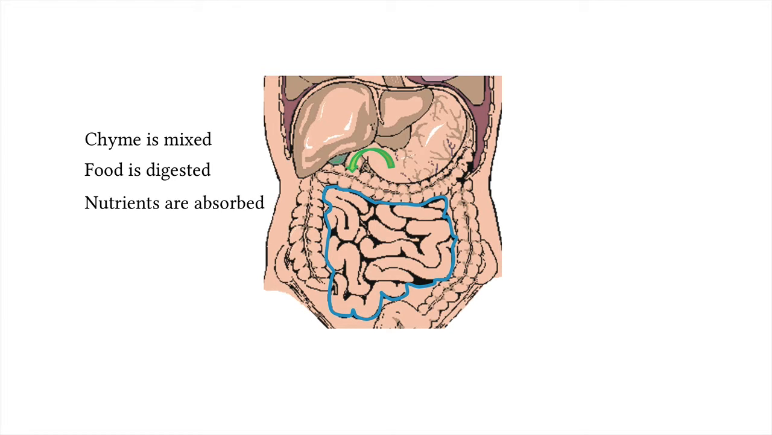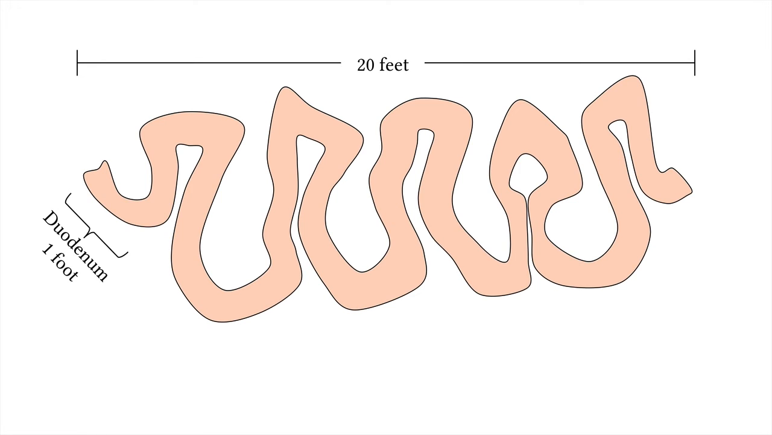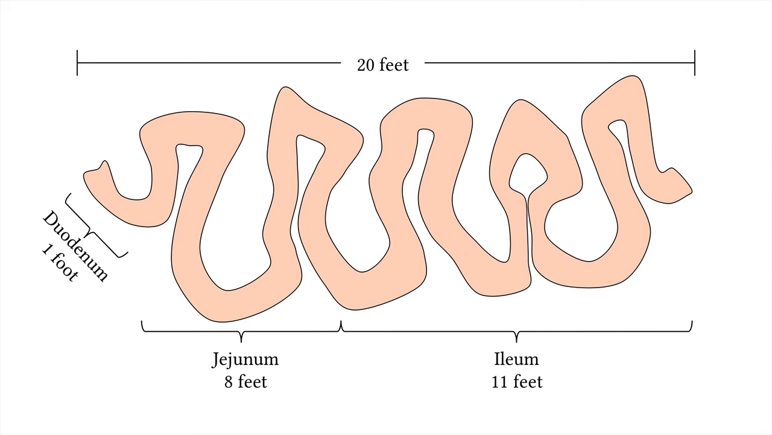Because of its digestive and absorptive responsibilities, the small intestine needs lots of surface area. It's quite long, too, extending about 20 feet in length. We can divide the small intestine into three major regions. The first is the duodenum. It's a smaller section, about a foot in length. In fact, the word duodenum literally means 2 and 10, referring to its 12 inches in length. The second region is called the jejunum, which is about 8 feet long. And the last region is the ileum, the longest region, which is about 11 feet long. The ileum connects with the large intestine.